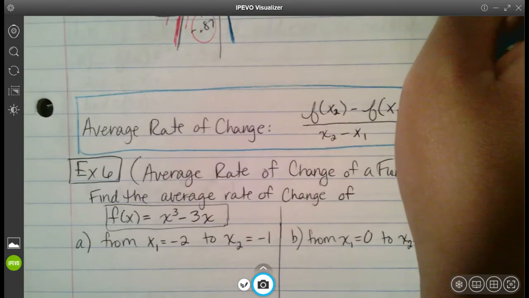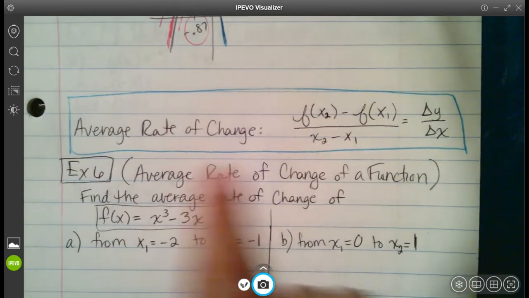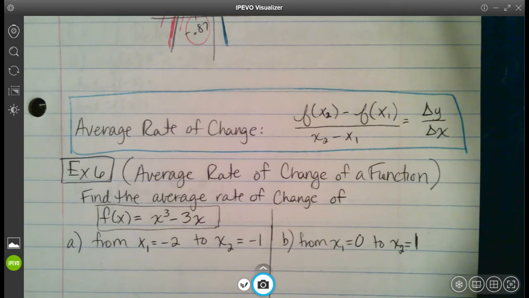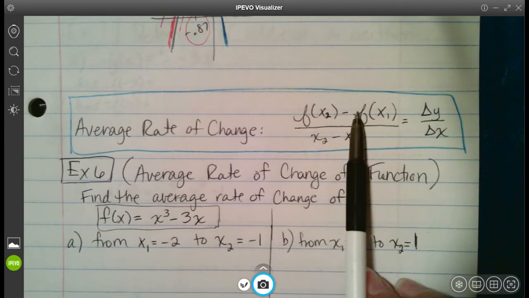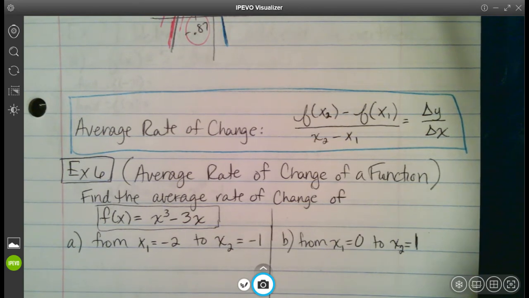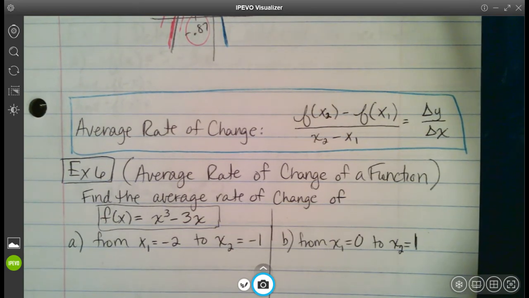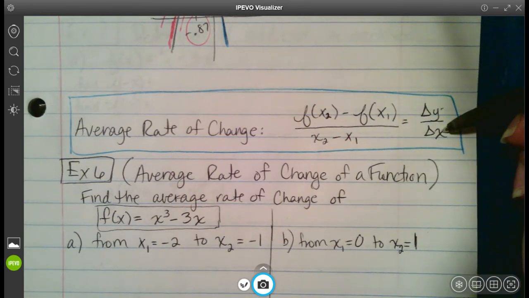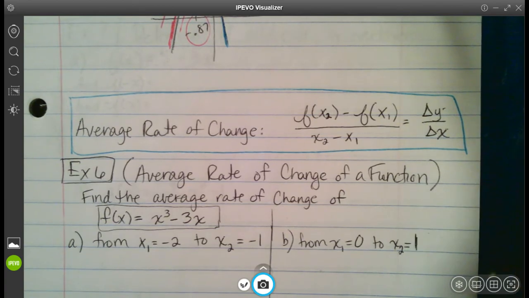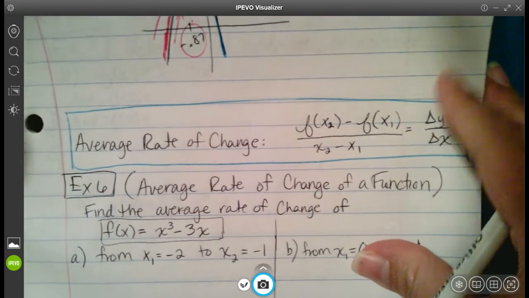Here we go with average rate of change. There is a formula that goes with this one, and it looks like the following. It is f of x2 minus f of x1 divided by x2 minus x1. So if you recognize this, it's actually your y values subtracted over the x values subtracted. And it should look familiar because this is actually the slope, kind of like the slope formula. It's the change in y divided by the change in x.